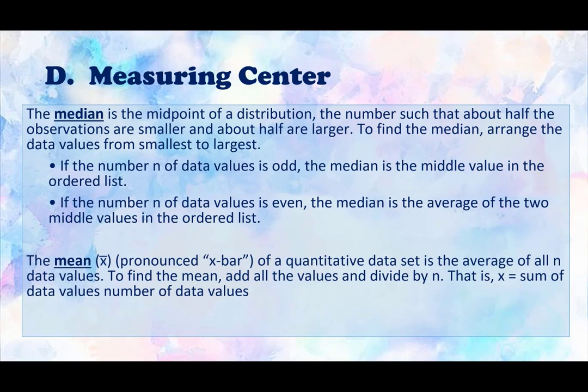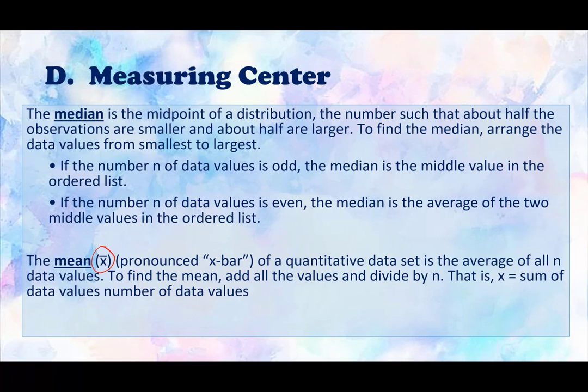The other way we measure center is using the mean. And you may have heard about the mean before. It's just an average. We also can talk about the mean as x bar. Okay, that's what this right here is. The mean of a quantitative data set is the average of all n data values.